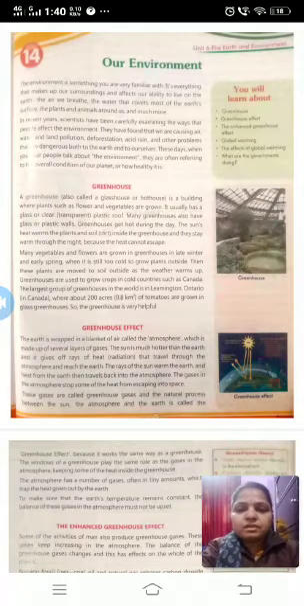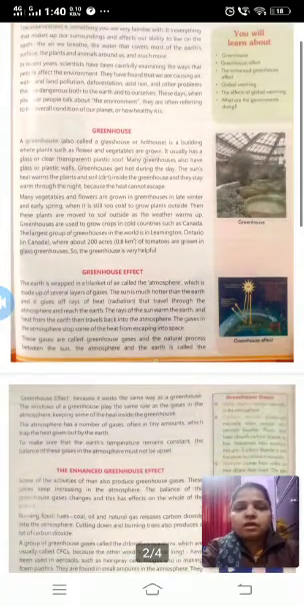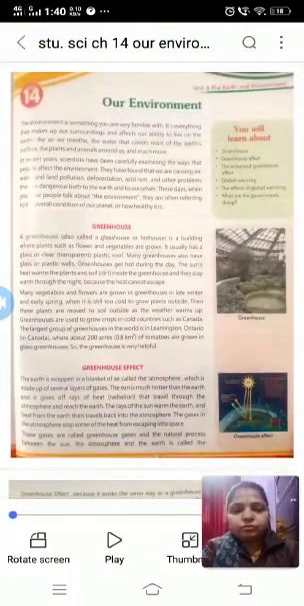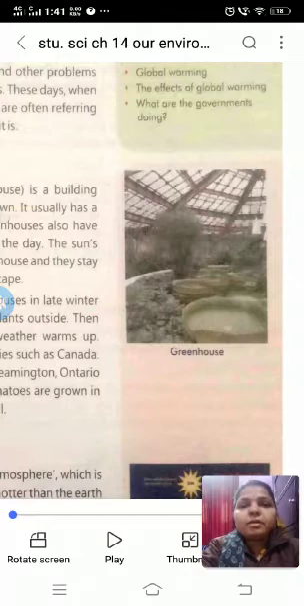So now we will discuss the greenhouse. What is a greenhouse? A greenhouse is a building where plants such as flowers and vegetables are grown. It usually has a glass or clear transparent plastic roof, and many greenhouses also have glass or plastic walls.